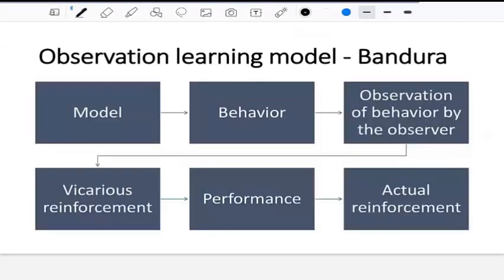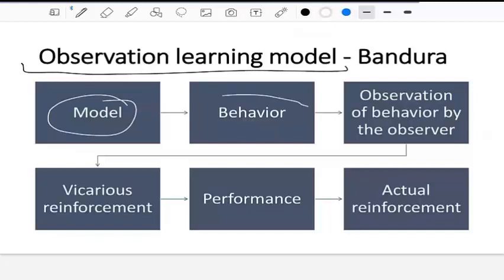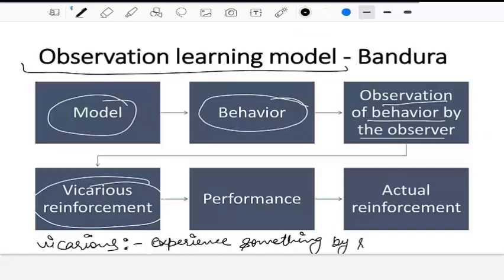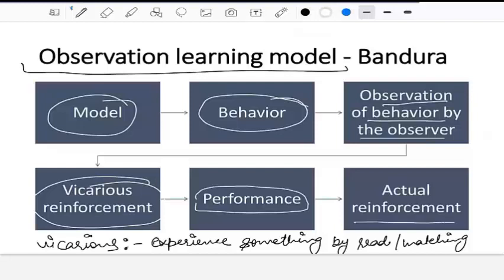So Bandura gave the observation learning model. In this, first you have to select your model, then acquire knowledge about his behavior, then observation of the behavior by the observer, and vicarious reinforcement. What is vicarious? You experience something by reading something or watching something. Let's suppose any documentary or any vlog, and you are reading something about it, and you are converting it into performance, that is your actual reinforcement. This is the observation learning model of Bandura.